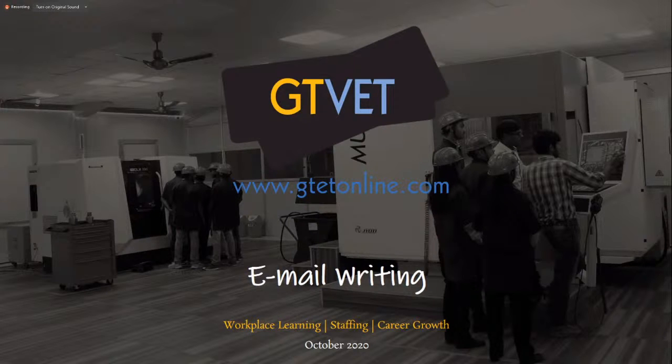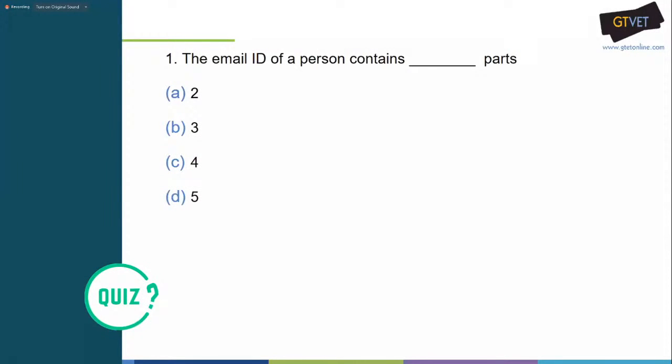This is the thing. Okay, so before going further, let us have a very genuine quiz on this. The email ID of a person contains dash parts. How many parts are there? Any idea? I think all of you have one. Do you know how many parts are there in an email?